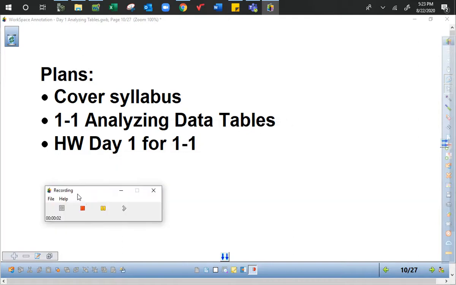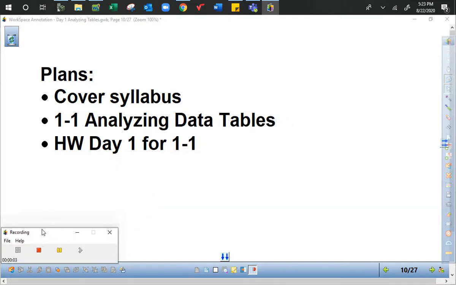All right, folks, today we're going to talk about some data. We're going to look at some tables, talk about the variables and how things are organized in tables, how we can read them very clearly and very accurately.